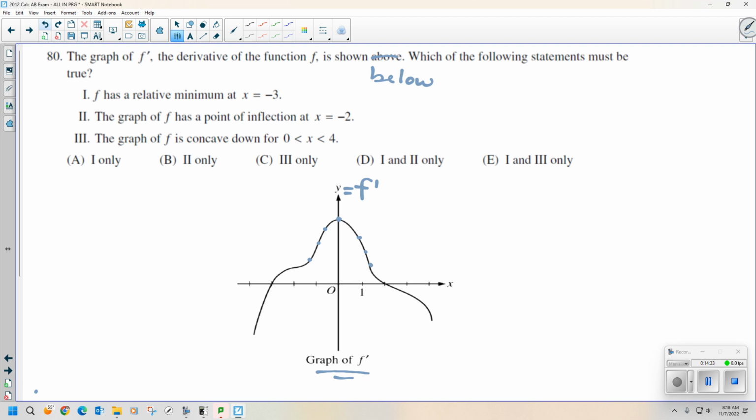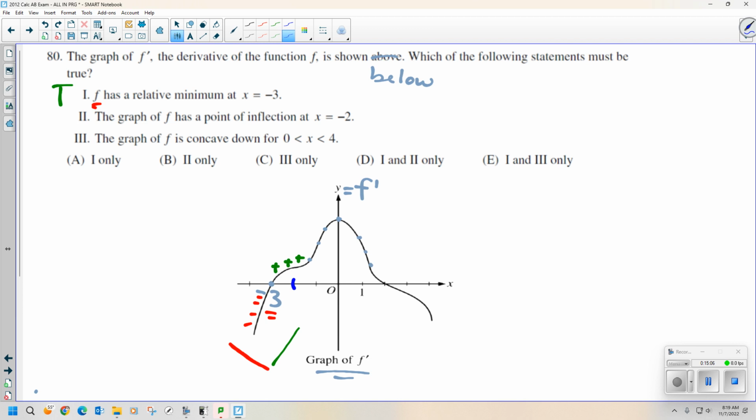Must be true. Okay, f has a relative minimum at -3. Here's a -3 right here. I am going from a negative y value to a positive y value. Okay, so that means my f has a negative slope when it gets to -3, then goes to a positive slope. Yes, that is a minimum. That's true.